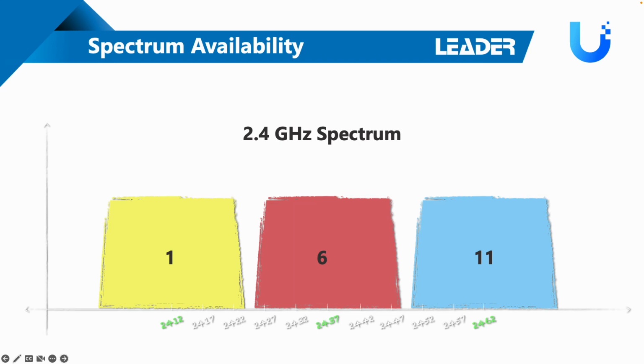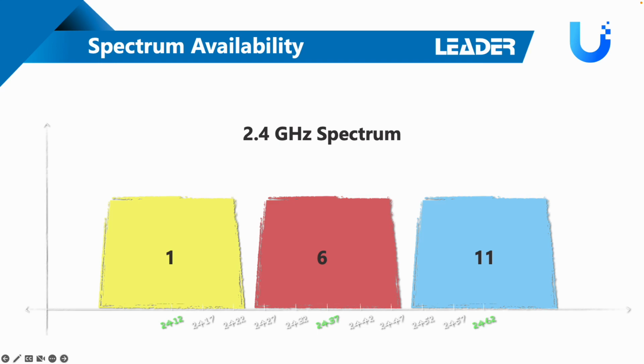So in the 2.4 gigahertz range, we only have 3 non-overlapping channels, like I said before, and those channels are labeled as channel 1, 6, and 11. When we refer to these channel numbers, we're always just referring to a specific frequency.